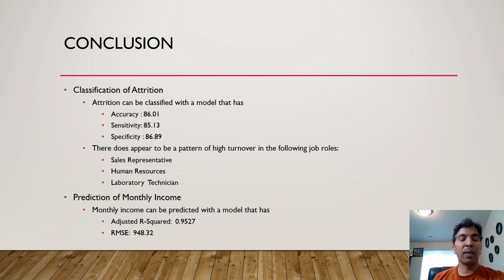Conclusion: attrition can be classified with a model that has accuracy of 86%, sensitivity at 85%, and specificity at 86%. There does appear to be a pattern of high turnover in the following jobs: sales representatives, human resources, and laboratory technicians. Monthly income can be predicted with a model that has highest accuracy with R square of 95% and RMSE of 948.